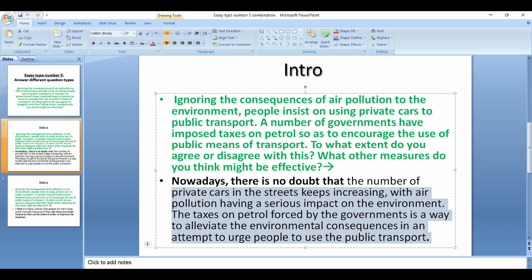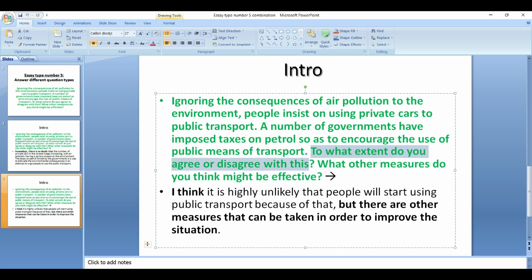And now we're getting to the questions. To what extent do you agree with this? And what other measures do you think might be effective? Now, for these two that correspond to different essay types, I will use different phrases. Let's see how we can do that. To what extent do you agree or disagree with this? It's actually an opinion essay.